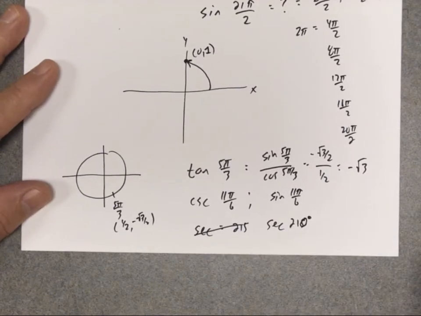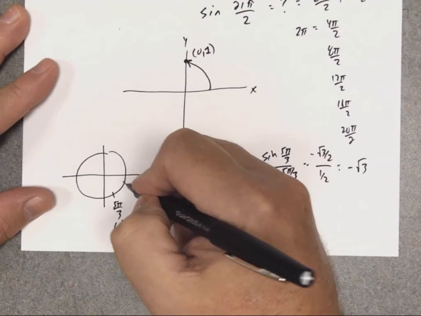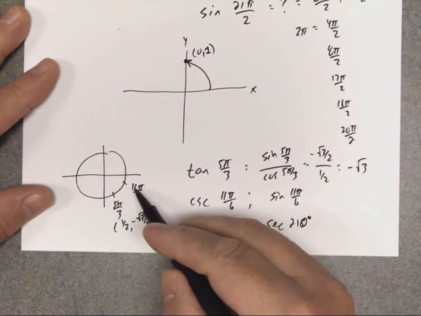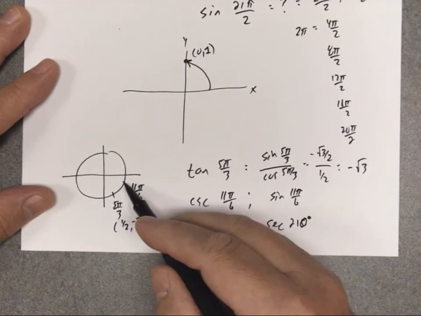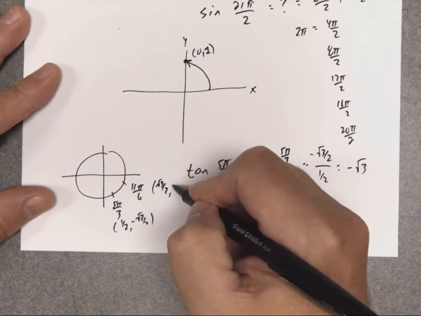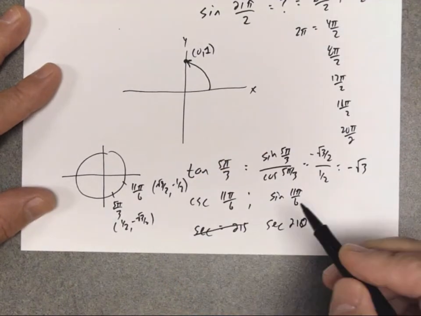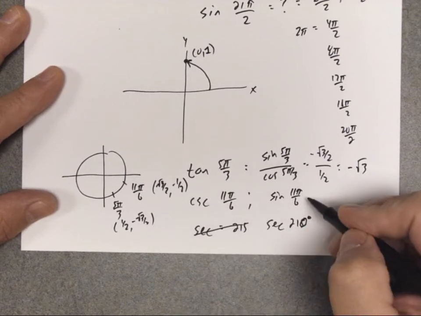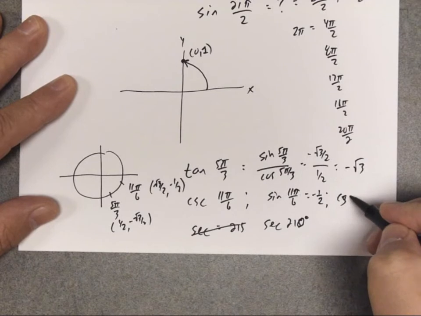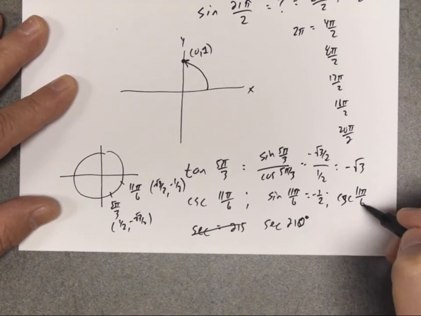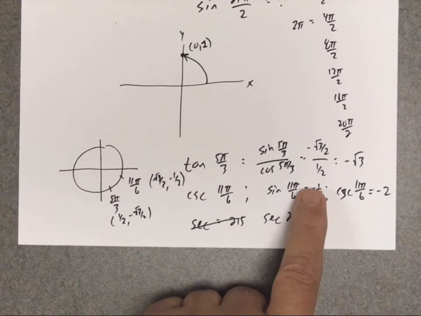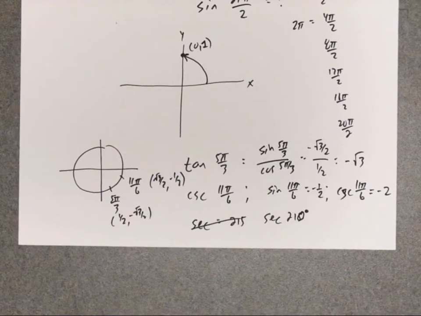So let's first find 11 pi over 6. You know where 11 pi over 6 is? It's right here. And beyond that, then I have to remember what the x and the y are of this point. And I remember the x is square root of 3 over 2, and the y is negative 1/2. So the sine of 11 pi over 6 is negative 1/2. Therefore, for the cosecant, I have to flip this. Cosecant's negative 2. All right, I determined this from the unit circle.